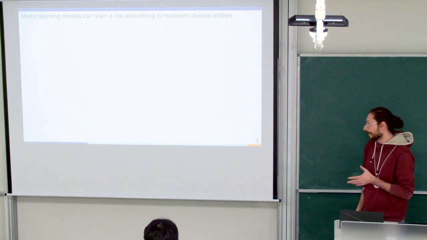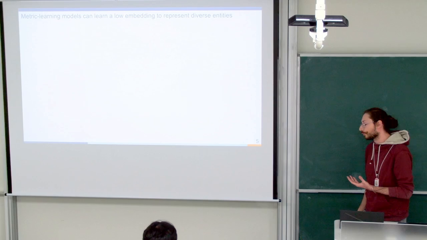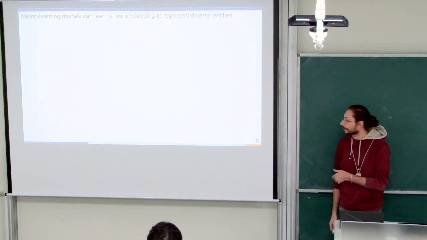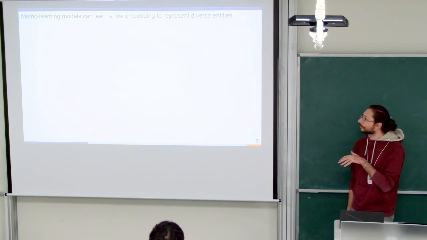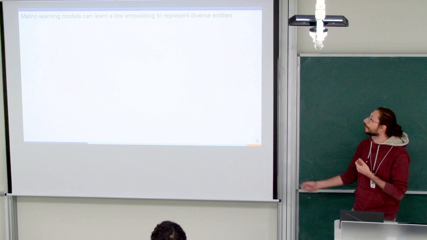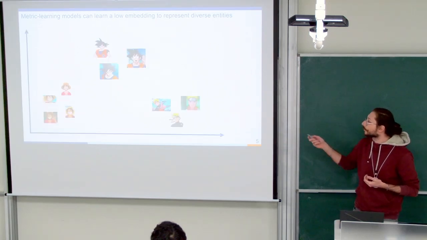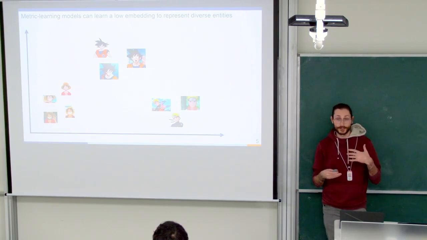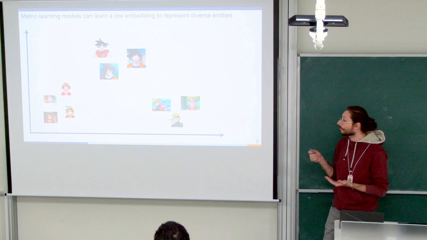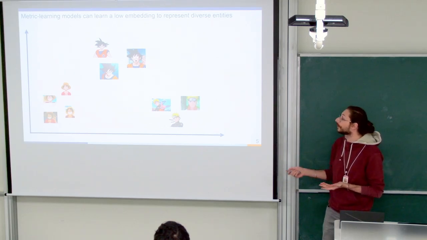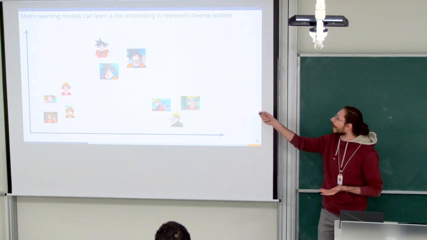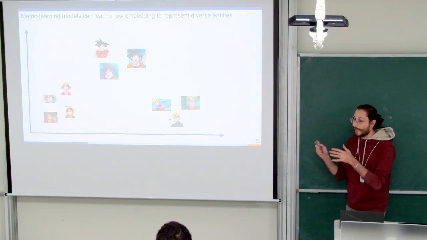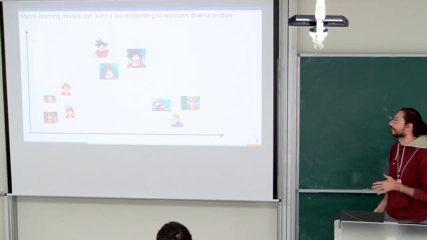So what kind of tool will be used by the author for this publication? They decided to use what is called a metric learning model. This was originally used for facial recognition. Basically, what this method does is compute an embedding, and this embedding will contain the pictures of different people.